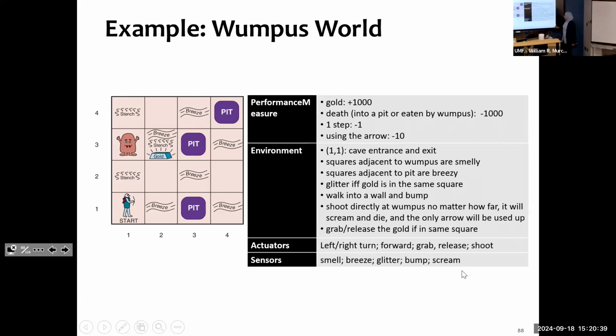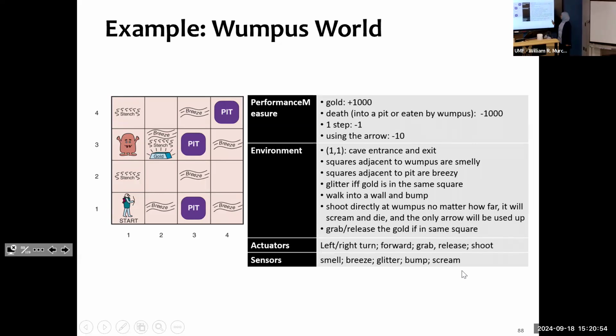And what is the agent going to do? He's going to walk into a wall and bump. He has the possibility to shoot directly at the wumpus here, and what will happen there?